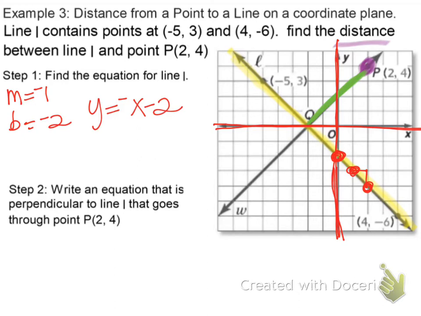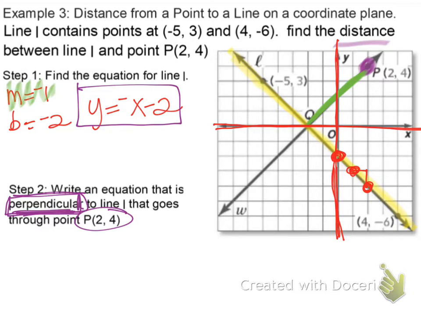The second step: write an equation that is perpendicular to line L that goes through point (2, 4). Okay, we did this the other day. We did a lot of Algebra 1 writing equations. So we need an equation that's perpendicular to the one we just got. When you see that word perpendicular, you should automatically think opposite reciprocal. So if the slope of that line was -1, then we need the opposite reciprocal of that, which would be +1.